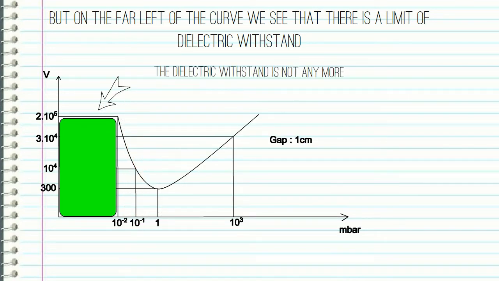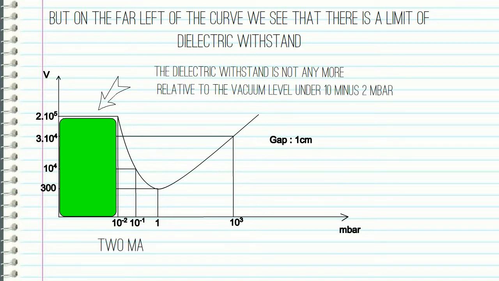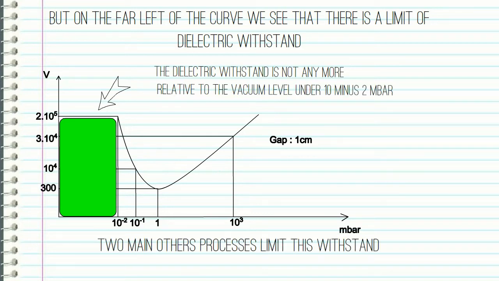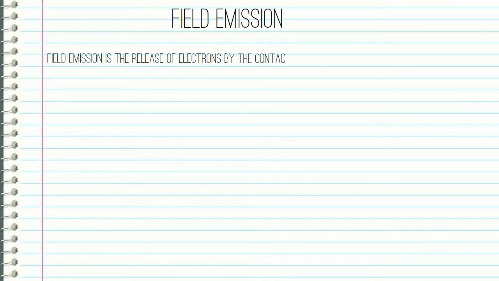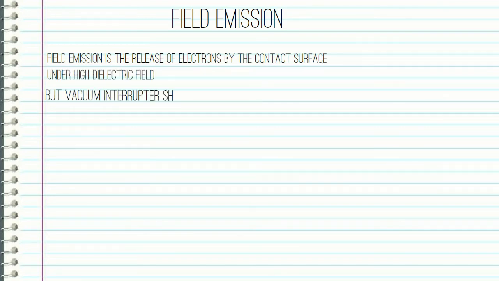The dielectric withstand is no longer relative to the vacuum level under 10⁻² millibars. Two other main processes limit this withstand: field emission and detachable particles. Field emission is the release of electrons by the contact surface under a high dielectric field. But a vacuum interrupter should be designed to be under this threshold.